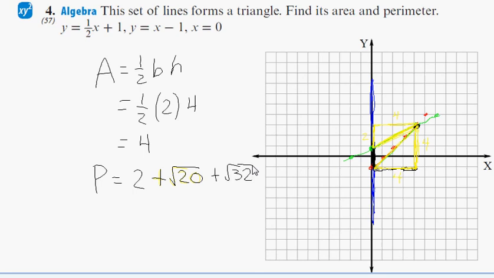Now, it did not tell us that we had to write it in simplified radical form, so I didn't even take time to simplify these. I just entered this, this, and this in my calculator, and I got approximately 12.13 units. This one up here was units squared because it was area. Okay, I hope that's right. If you see a mistake, please let me know and I'll fix it.